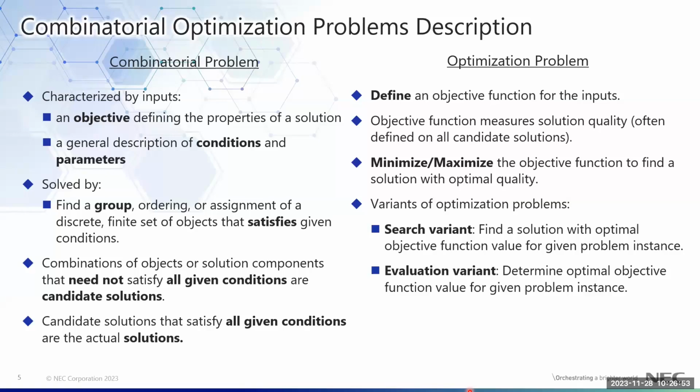And then there are variants of optimization problems where you are finding a solution with optimal objective function value for a given problem instance. That's called a search variant. Or if you're determining the optimal objective function value for that given problem instance, we call it an evaluation variant.